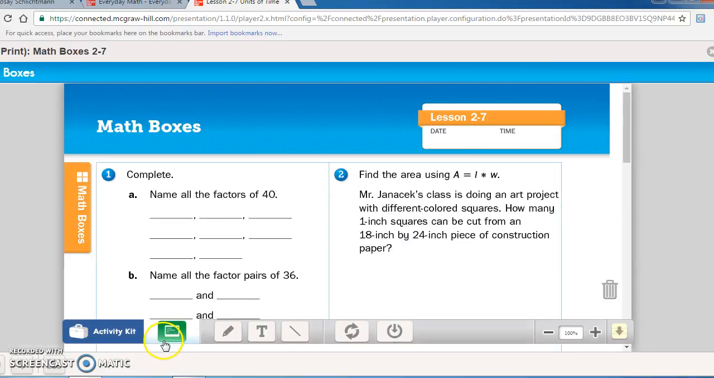Next, you're going to do math boxes on Math Journal, page 52. Complete those boxes and then correct that in the answer key booklet. If you have any of these wrong, please stop back and see me so I can explain what you did incorrectly, and we can fix it so that you know how to do it next time.